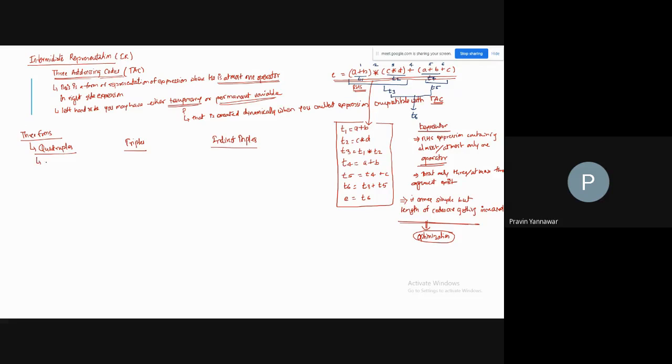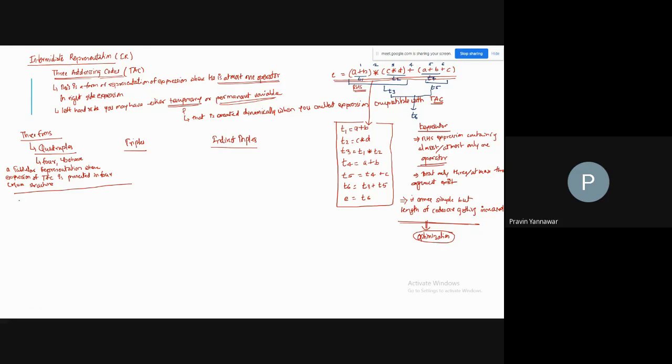Now what exactly do quadruples mean? Quad means four. So you have a tabular representation where the expression of three address code is presented in a four column structure. Now what is that four column structure? Let us try to understand.